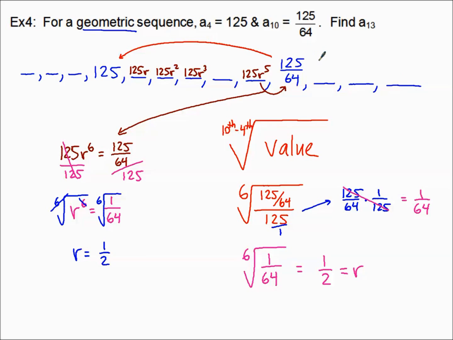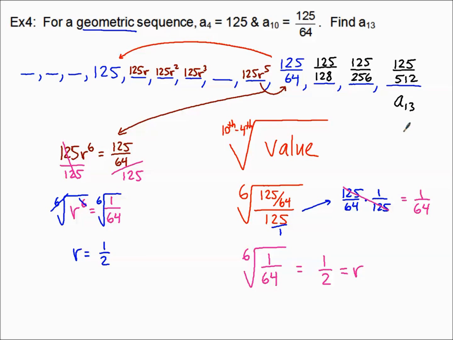So we just need to keep multiplying by 1/2. And multiplying by 1/2 does not change the numerator, so it stays 125. The denominator gets multiplied by 2. So 128 is my next denominator. And then 256 is my next denominator. And then 512 is my next denominator. And that appears to be the answer that I'm looking for, a sub 13.